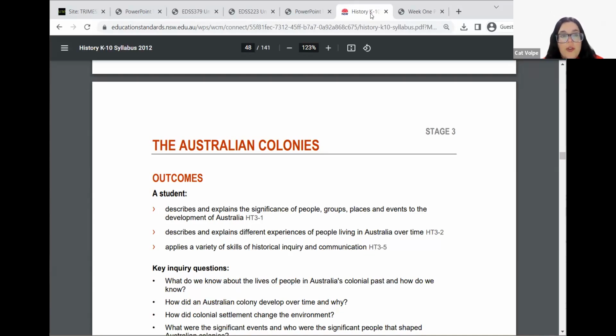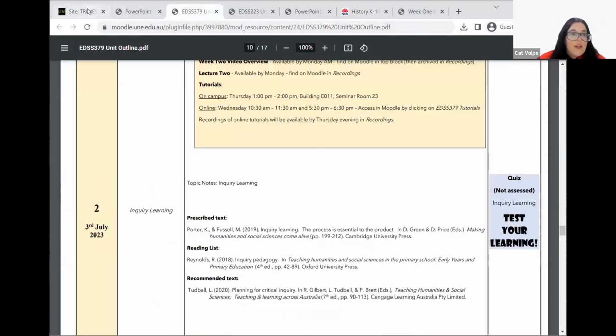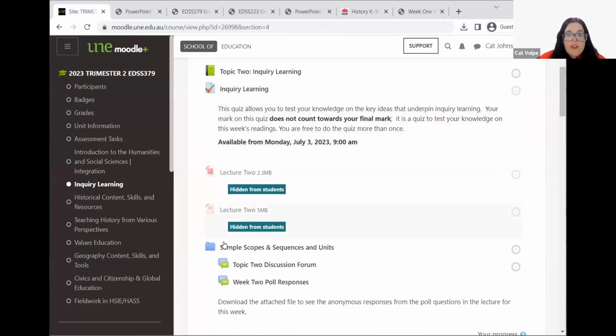In addition to the topic notes that are in each of the sections for both units, the quiz that you can complete on Inquiry Learning, the lecture notes or the PowerPoint notes, and also the discussion board, you will notice that there's a folder called scopes and sequences. I'll just bring up one unit here to show you. So, sample scopes and sequences and units. The reason why I put that in is to give you an idea to start thinking about how these units translate from the syllabus into what we actually teach in the classroom.